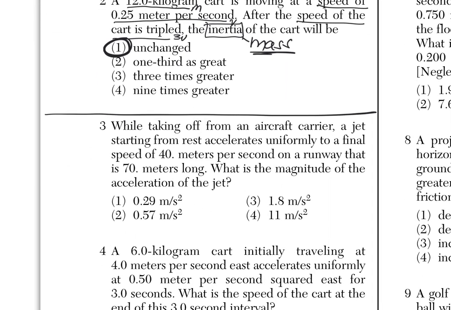Okay, starting from rest, we have v initial equals 0. It accelerates to a final speed of 40 meters per second. This is my v final, on a runway that is 70 meters long. It goes 70 meters and it wants the magnitude, which means amount, of the acceleration. What is the acceleration? Now, I'm not dropping the jet like a stone, so the acceleration is not 9.81. 9.81 isn't a choice anyway. So I have v initial, I have v final, I have d, and I want acceleration.